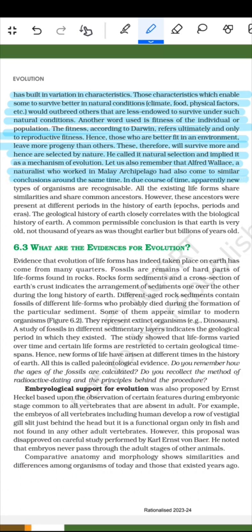In due course of time, apparently new types of organisms are recognizable. All existing life forms share similarity and share a common ancestor. However, these ancestors were present at different periods in the history of the earth, epochs, periods, and eras. The geological history of the earth closely correlates with the biological history of the earth. A common conclusion is that the earth is very old, not thousands of years as thought earlier, but billions of years old.